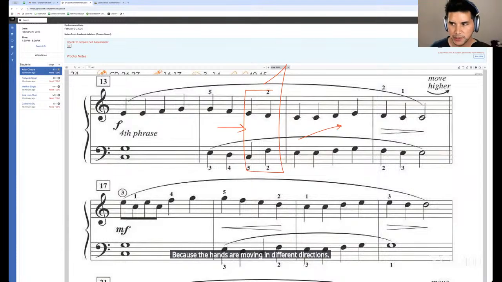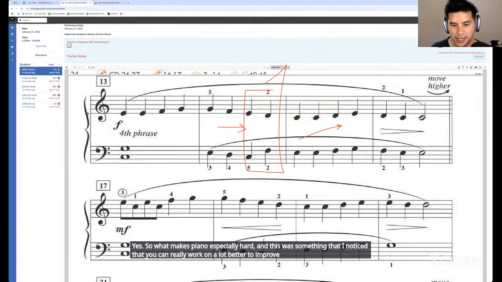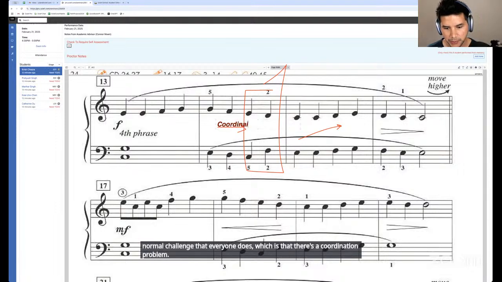Yes. So what makes piano especially hard, and this was something that I noticed that you can really work on a lot better to improve yourself, Krish, is anytime you have contrary motion, I notice that you fall into the same normal challenge that everyone does, which is that there's a coordination problem. What does that mean? Coordination problem.